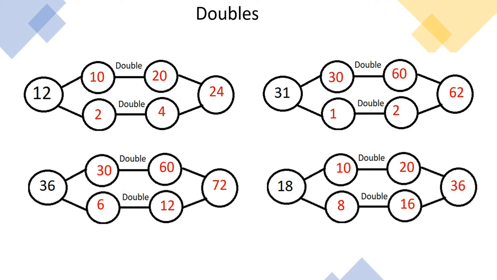So I have to remember that times 2 means double. So times 2 is a double. When I need to find the times table for 2 for numbers more than 10, I just need to double it. Okay, so just find the doubles.